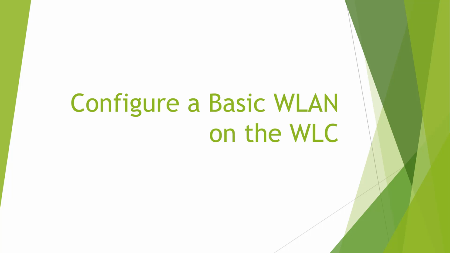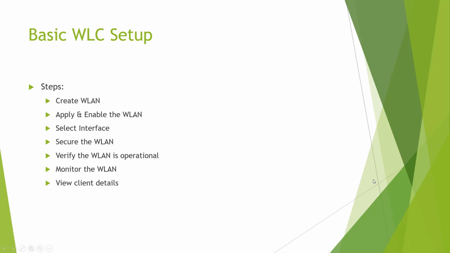Welcome. In this video we are talking about how to configure the basic settings of a wireless LAN on the wireless LAN controller. So when we're talking about that, we're creating and enabling the wireless LAN, setting up management interfaces, securing it, verifying it, and then monitoring it at a very basic level. So let's jump right into configuration.